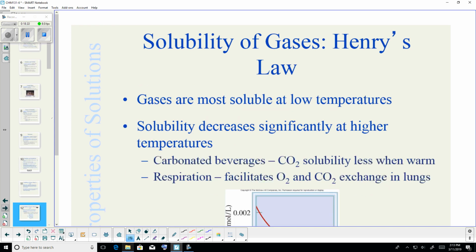Gases are more soluble at low temperatures. So now when they bottle it, they put it under high pressure, and they do it cold. So they can get more in there.